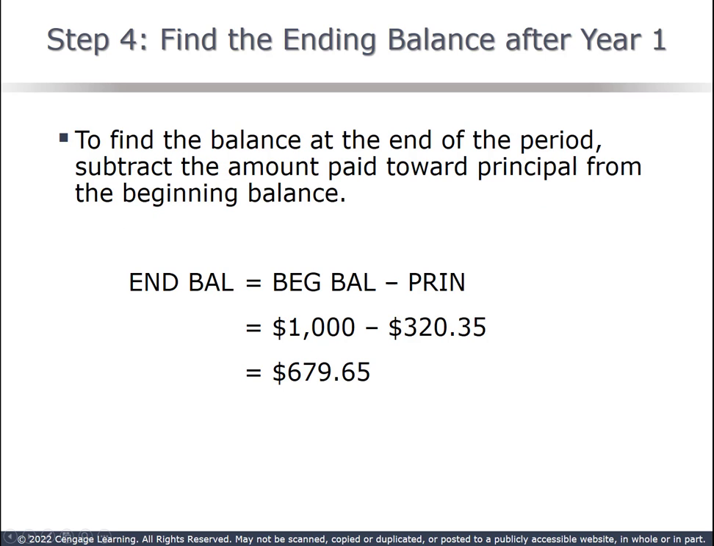To find the year 1 ending balance, take the year 1 beginning balance minus the amount applied to principal. So that's $1,000 minus the $320.35, $679.65. The year 1 ending balance equals the year 2 beginning balance, and steps 2 through 4 are repeated.